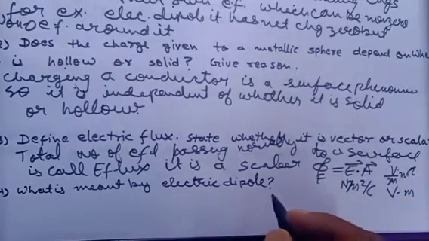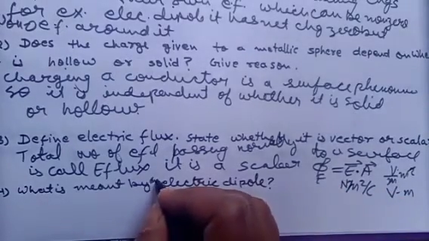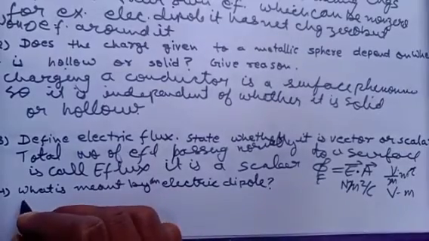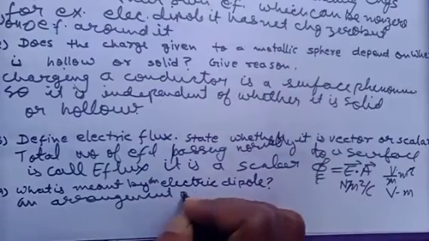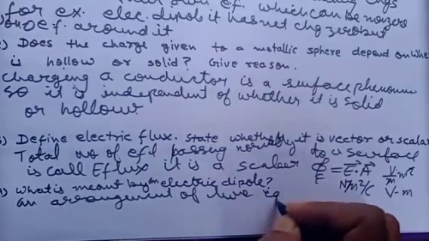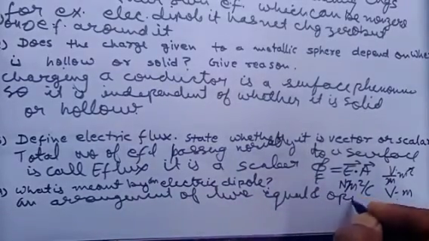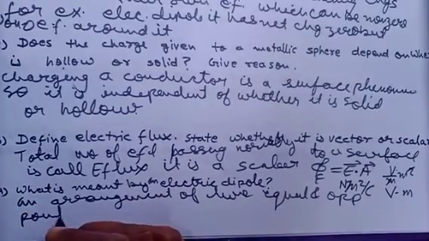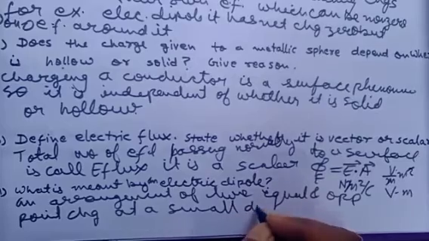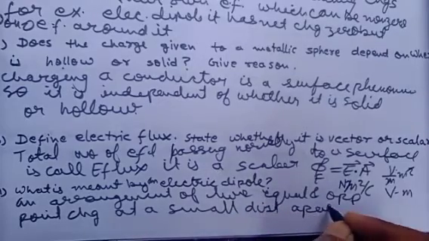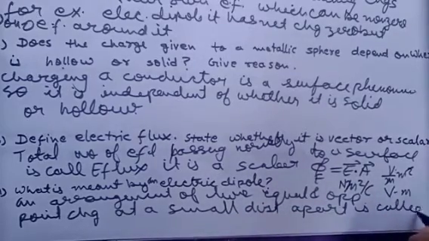What is meant by electric dipole? Okay, so an arrangement of two equal and opposite point charges at a small distance apart is called electric dipole.